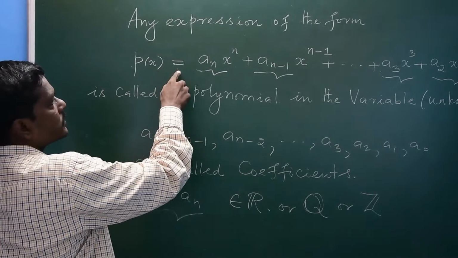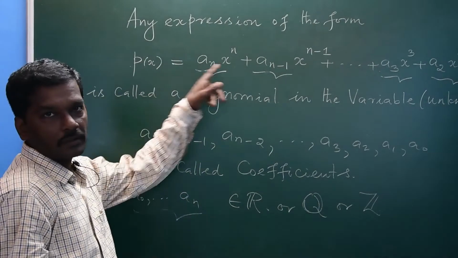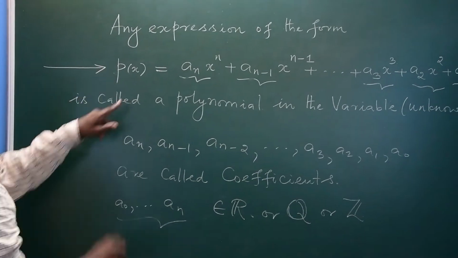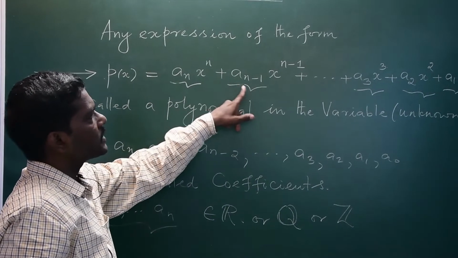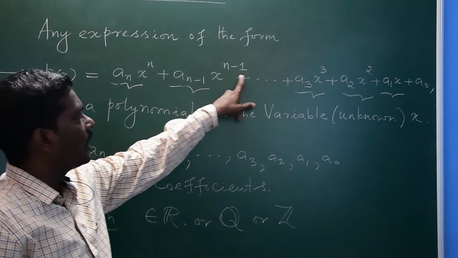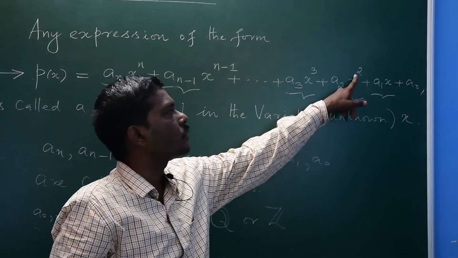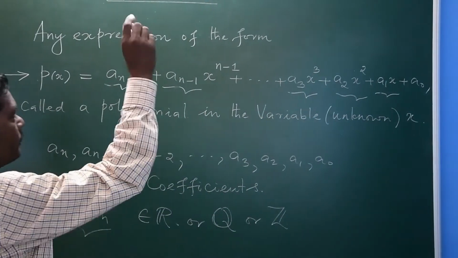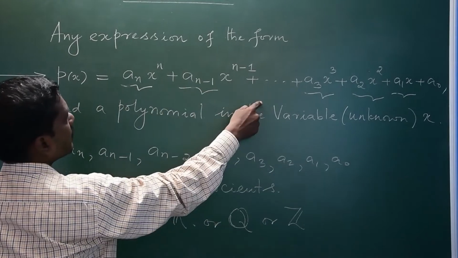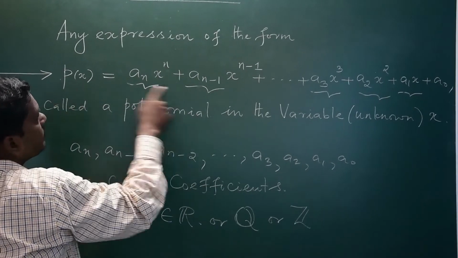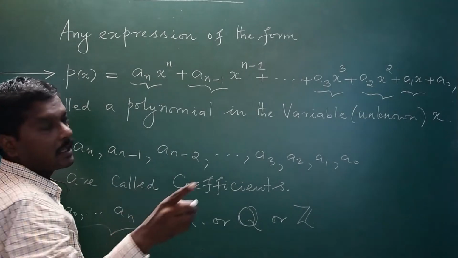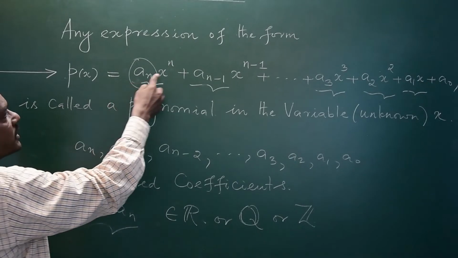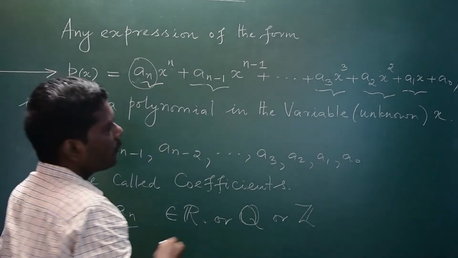Now we are going to introduce a term called the degree of the polynomial. If you look at the general polynomial, namely p of x is equal to a_n x to the power n plus a_(n minus 1) x to the power n minus 1 and so on, a3 x cubed plus a2 x squared plus a1 x plus a0, we say this is a polynomial of degree n provided the coefficient of x to the power n should not be 0.